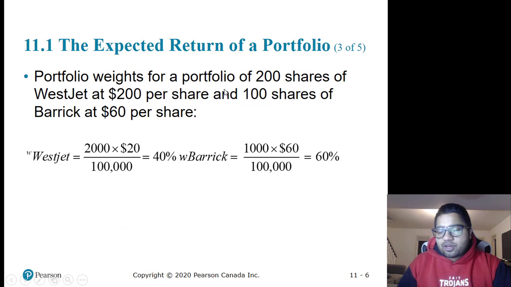So, portfolio weights for a portfolio of 200 shares of WestJet at $200 each and 100 shares of Barrick at $60 each. How to do it? Find out total investment: 200 shares into $200, plus 100 shares into $60. Then find out the weight of WestJet. So let's do that.